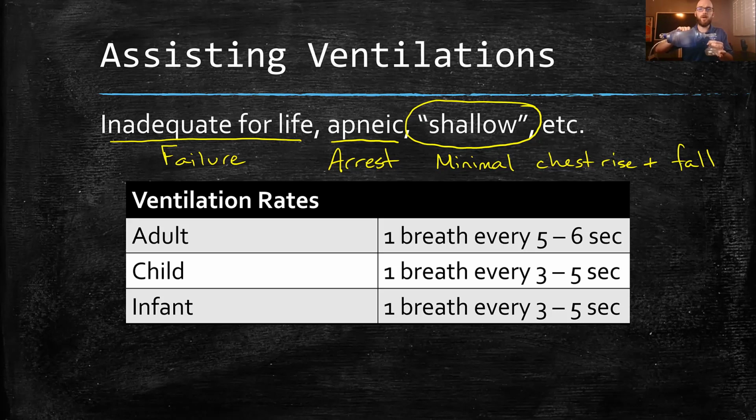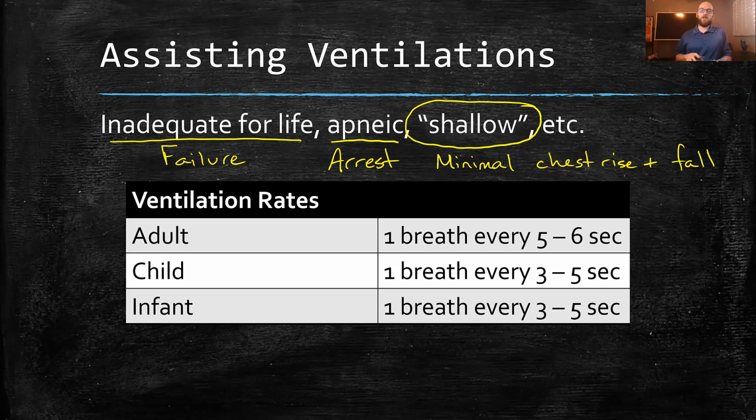So we're going to squeeze the bag over 1 second and then release. 1, 2, 3, 4, 5. Squeeze it over 1 second. 1, 2. And we're going to keep going that way, ventilating over 1 second just until we see chest rise and fall. That's the key. That's how we determine if we ventilated enough. That's all we're shooting for anytime we're ventilating a patient.